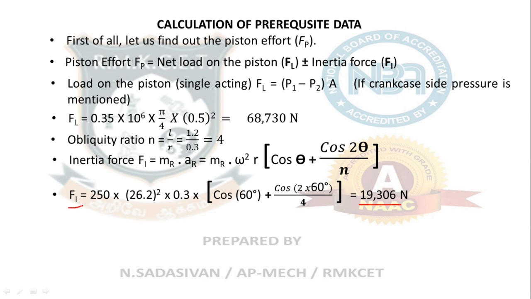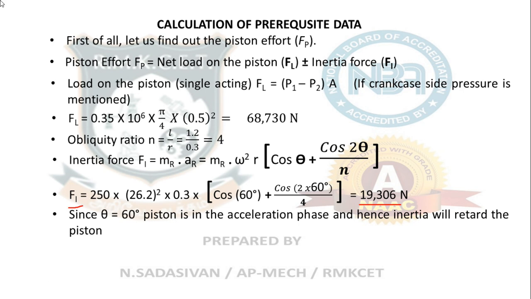Next, since theta equals 60 degree, the piston is in the acceleration phase. I already told you in the previous derivation video that, let us say you have an engine cylinder like this, and this is your crankcase. Your piston starts traveling from top dead center or inner dead center.